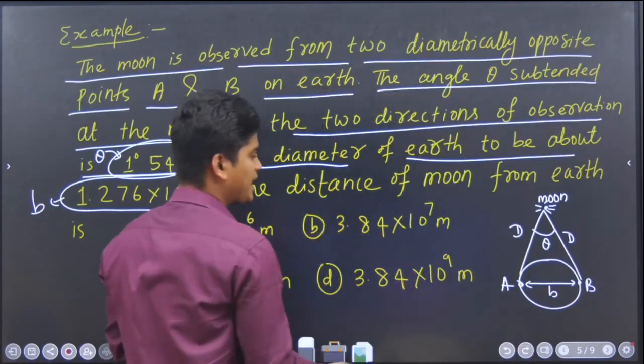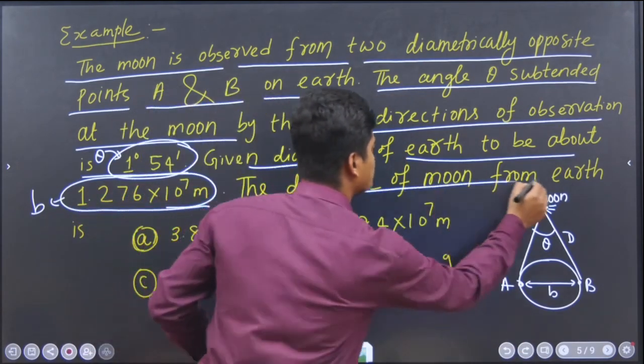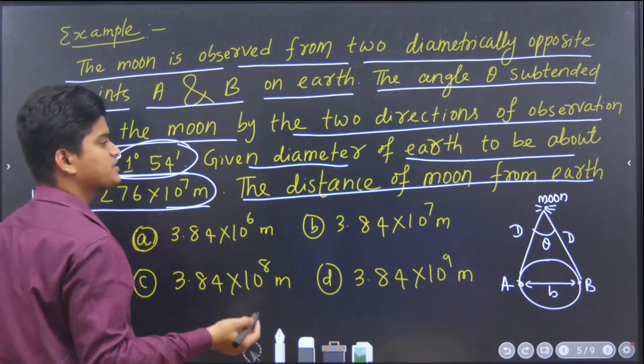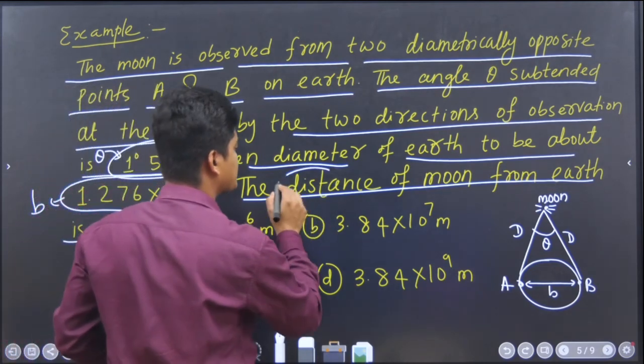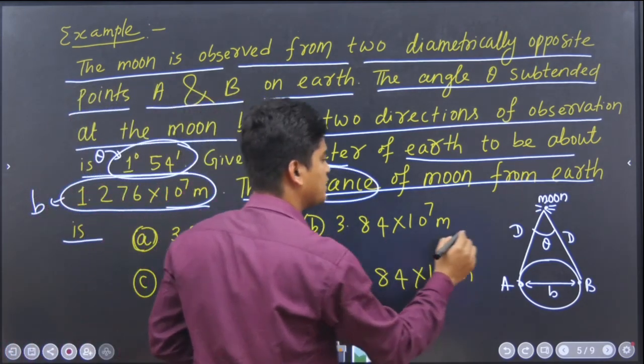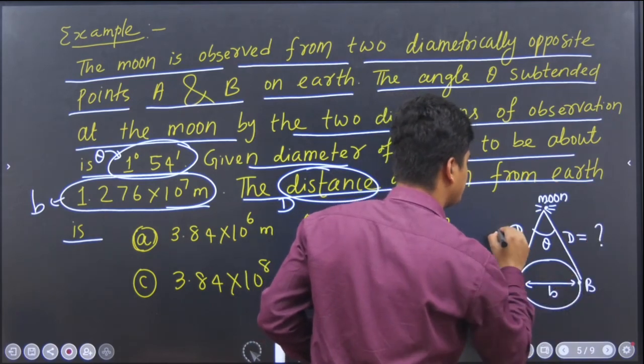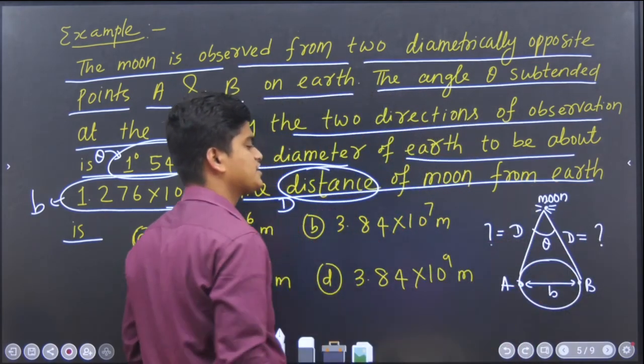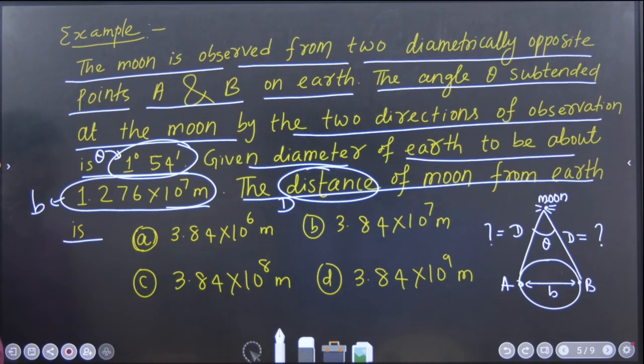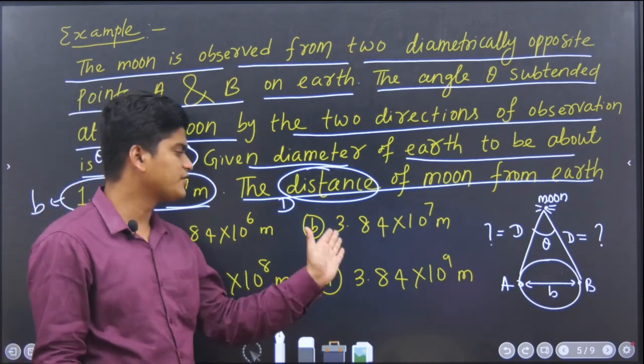Now here they are asking what? The distance of the moon from the earth surface is how much? The distance is capital D, which is what we need to find. That means you need to find this distance or radius. And you see here some options are given.